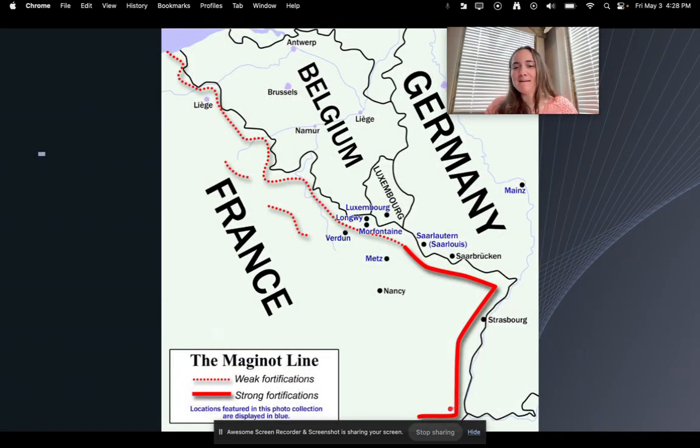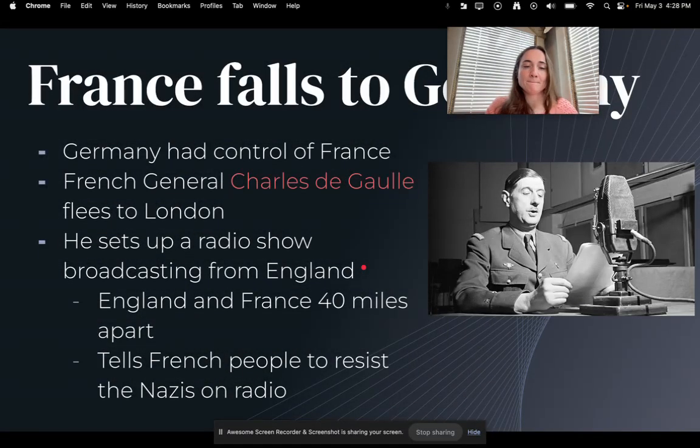So right here, the solid red line would be the Maginot Line. You can see it's on the border of Germany and France. And then when it's France and Belgium, it gets not really solid. It's very incomplete. So Germany was like, I'm just going to go around. That's exactly what they did. They just went around the Maginot Line. Simple as that. Once they got around it, they took over Paris. And that's pretty much it for France. Once Germany took over Paris, France was done. So Germany had control of France.